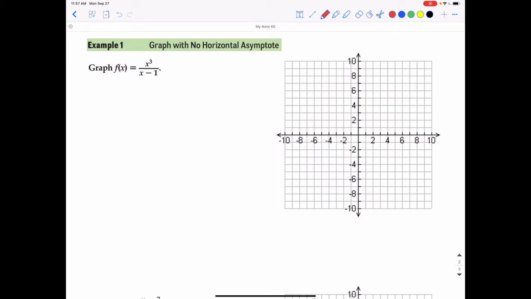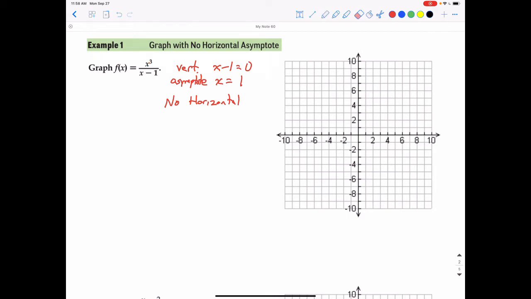So first off, finding the asymptotes. There is a vertical asymptote because when we set x minus 1 equal to 0, we get x equals 1, so that is the vertical asymptote. And there is no horizontal asymptote. And the reason there is no horizontal asymptote is because the degree of the numerator is 3, which is higher than the degree of the denominator, which is 1. So no horizontal asymptote, a vertical asymptote only.